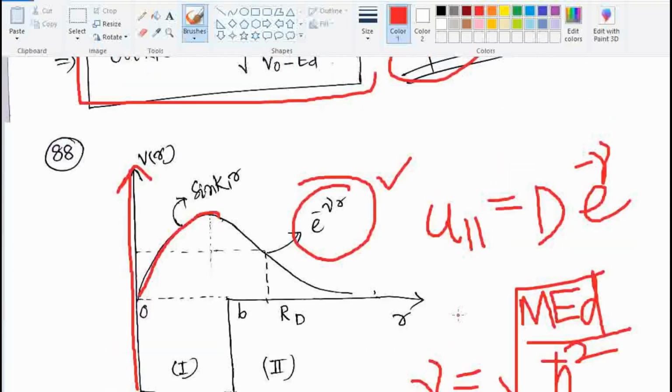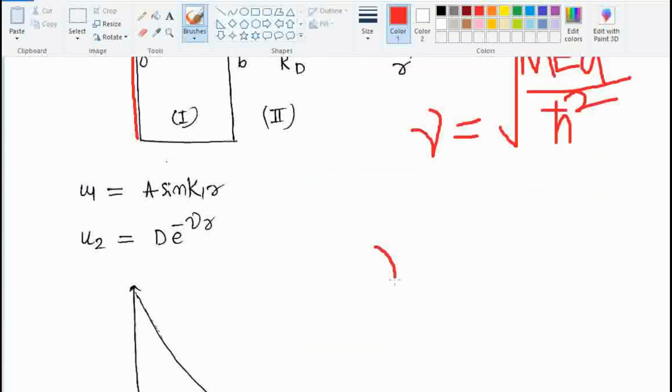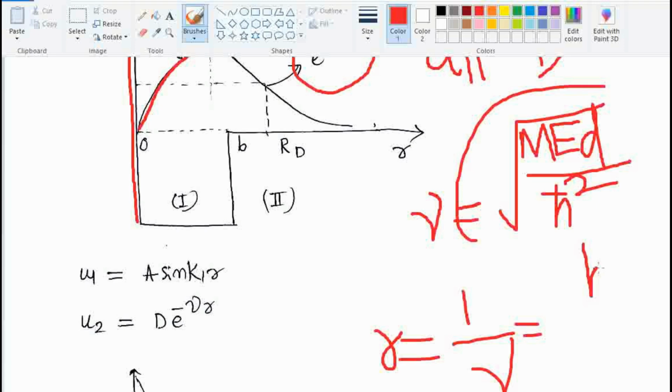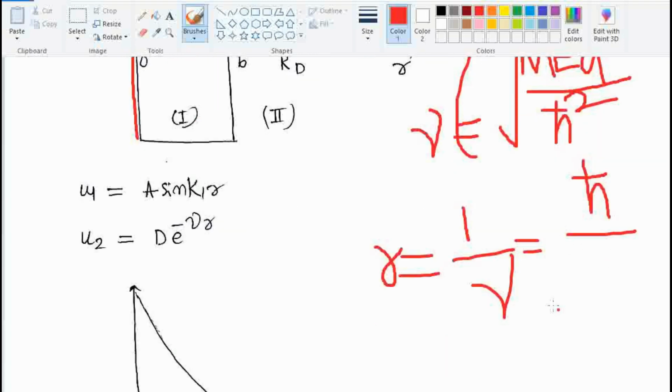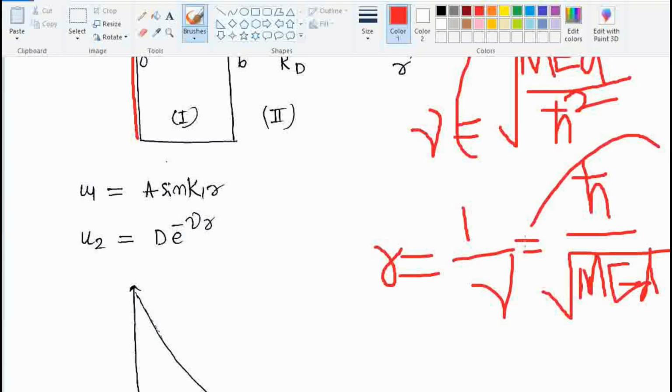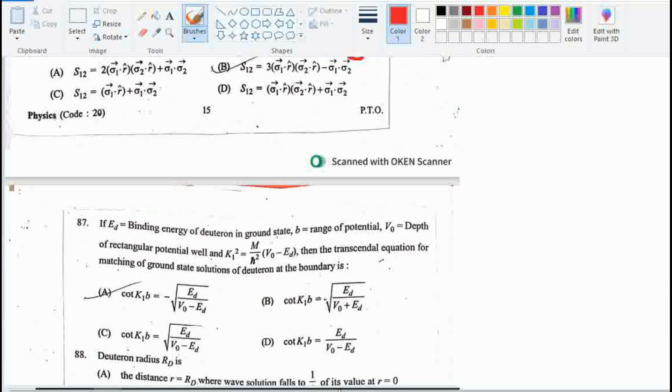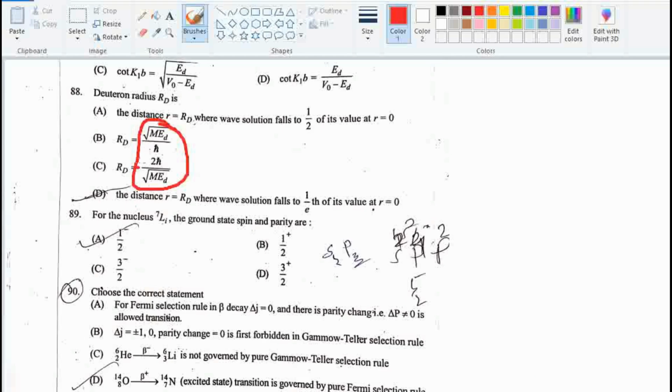So that expression is here. As we have made r equal to 1 by gamma, what will be the value of r in this expression? It will just flip, reverse. So m ed will come in the denominator. But in the options, if you see, there is no such value. This is some kind of relative, but there is a 2 multiplied here. So option C is not correct.